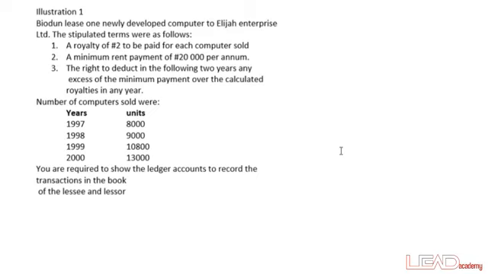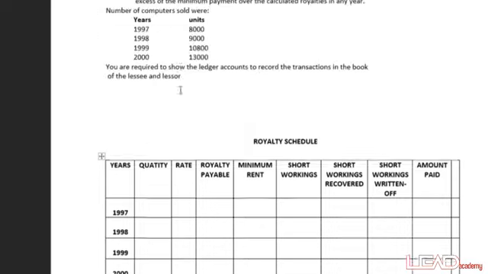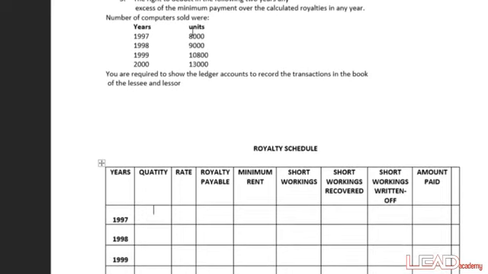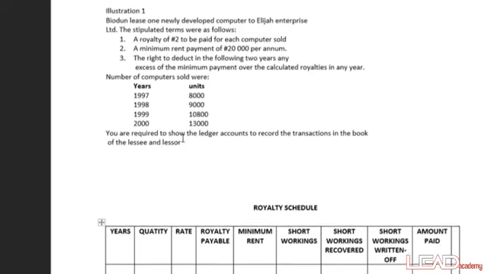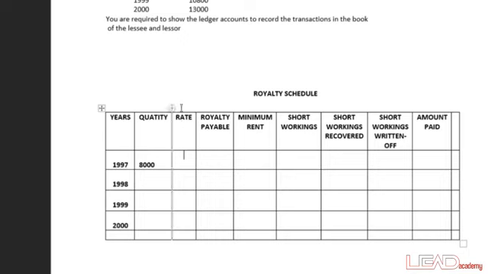So first, we are going to act on behalf of the lessee, which is the tenant, which is Elijah Enterprise. So the first thing to do is to create our royalty schedule. This royalty schedule guides us on what to do, makes sure that we are not doing the wrong thing, and that we are not confused while preparing our ledger accounts. So in 1997, Mr. Elijah Enterprise produced 8,000 units, and the rate was 2 naira each. So the rate in this rate column is going to be 2 naira all through.